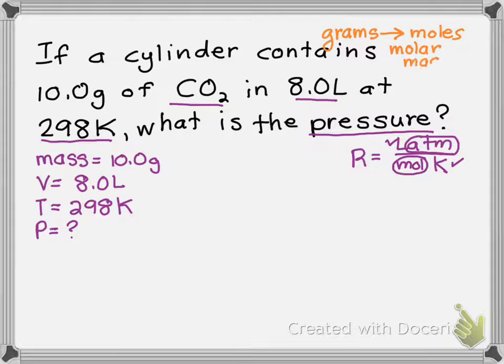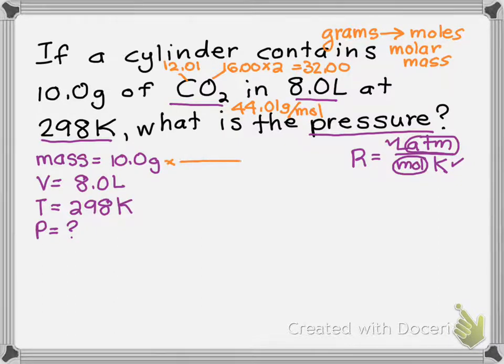And so I have carbon dioxide. Looking on the periodic table, carbon is 12.01 grams per mole. Oxygen is 16, and I'm going to multiply it by 2, so that would be 32. So if I add those 2 together, the molar mass is 44.01 grams per mole.